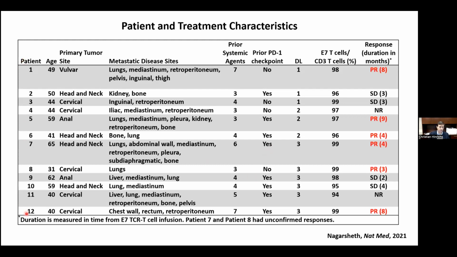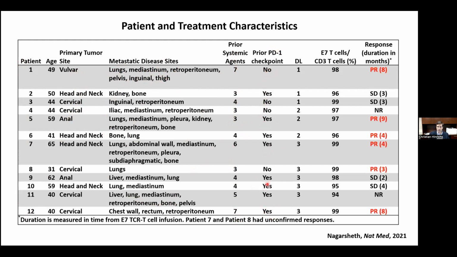We treated 12 patients. They have the expected different types of HPV-associated cancer, including vulvar, head and neck, cervical, and anal. They typically have multiple sites of disease and multiple tumors at each of these sites. These are patients with very advanced disease. They've generally been treated with multiple systemic agents also, which is consistent with their advanced disease state. And 8 of the 12 had received a prior checkpoint inhibitor.